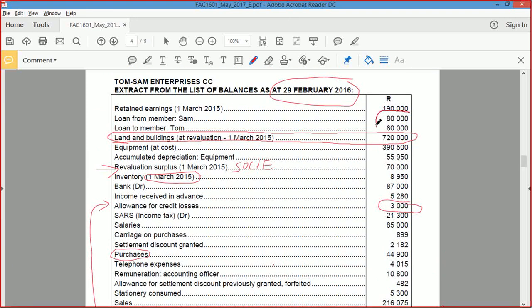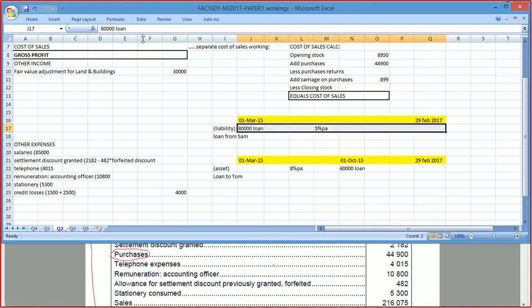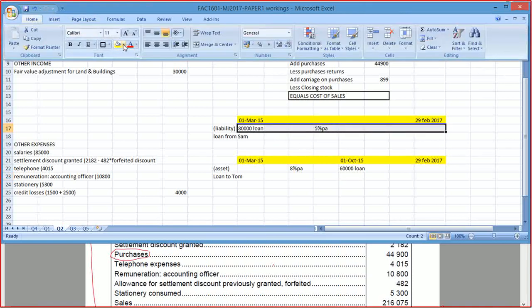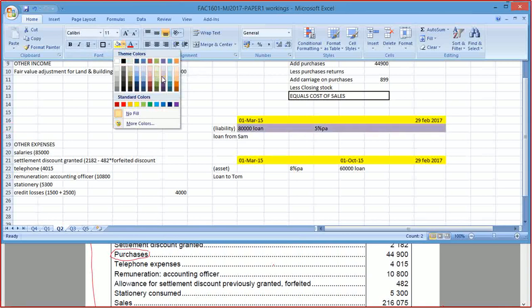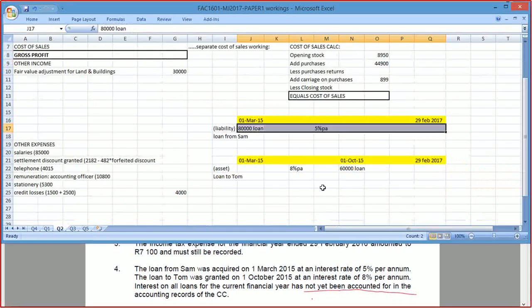So there's the loans. Do you see them? Yes. Okay, so Sam has 80, Tom has 60. Let's put that in. Sam has an 80k loan. That comes here. Alright, and Tom has a 60k loan. That came here. Right, so if I'm looking at their loan, did you hold this loan for the full year? Did you hold Sam's loan for the full year? Yes. Would you have interest then for the full year? Yes. Of course you will.